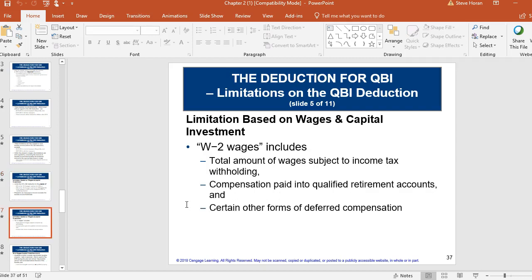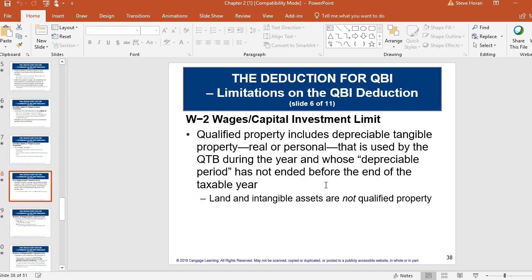So limitations now. Remember, if you're receiving a W-2 wage, you can be an owner and still receive a salary from your business. Not every owner does. It's up to the owner how they want to do it. But if you're receiving a W-2 wage, that's a different story. And it also mentions retirement and deferred compensation. So those are some of the limitations on that. Qualified property includes depreciable property, and then we have to talk about property too.